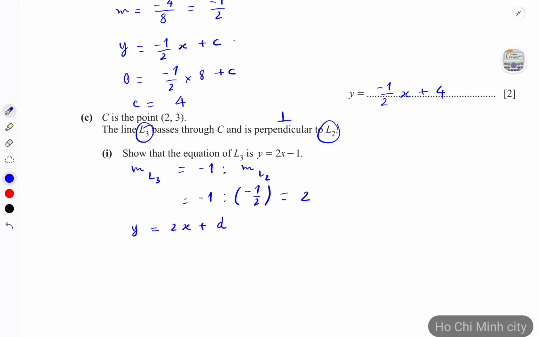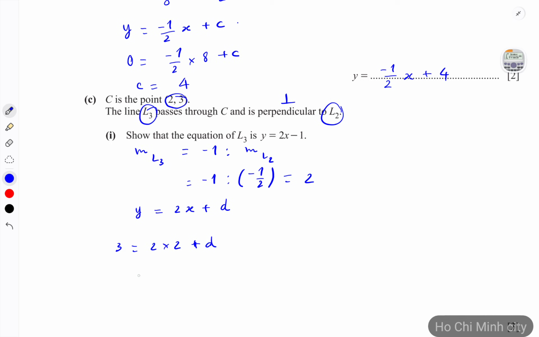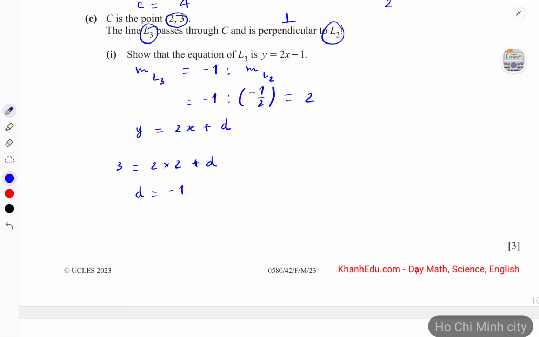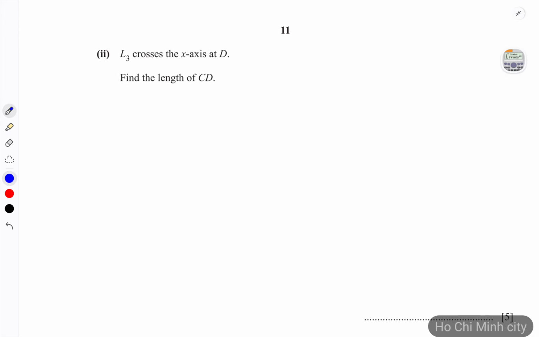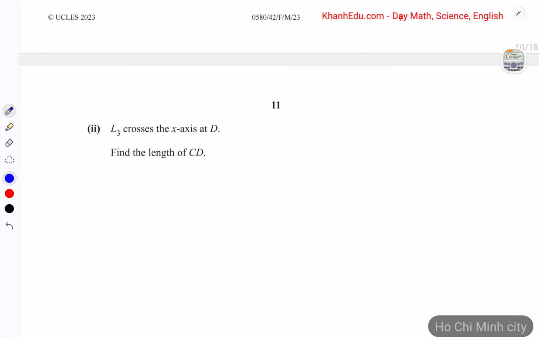One interesting thing here is we know the point that the line L3 passes through, so we can substitute the coordinates of this point into this equation, and we have 3 is 2 times 2 plus d. Hence, d is -1. So the line L3 is going to be y is 2x minus 1. So that is the thing that we have to prove. And the next one, the line L3 crosses the x-axis at D. Find the length of CD.